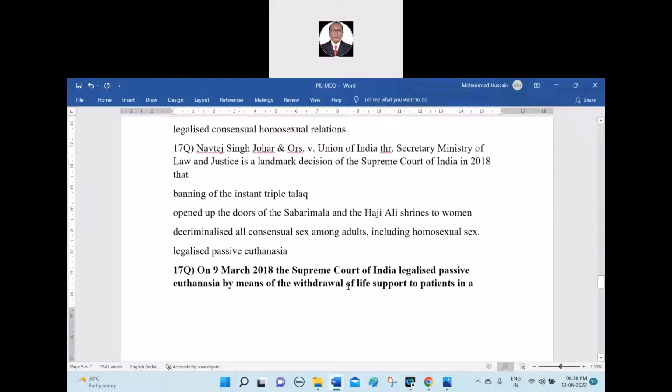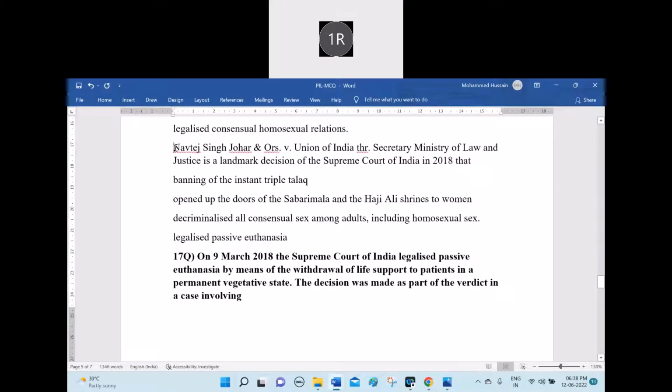Yes, sir. But legalized passive euthanasia is totally different, sir. Yes, that is third gender. NALSA versus Union of India is about he, she, and transgender. LGBT, we can say LGBT case law.